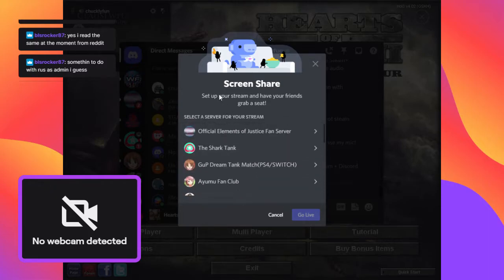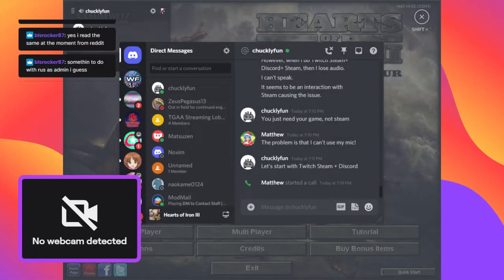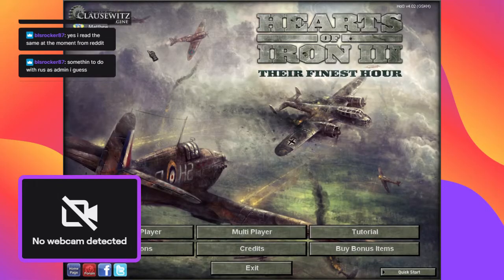No. Set up your screen share, set up your screen, and have your friends grab it. Select a server for your stream. Oh, do I need a server then in order to do this? Okay, because it's not. Yeah, yeah. Well, I was just saying so you can see my screen. Can you see it? Okay, so it should.